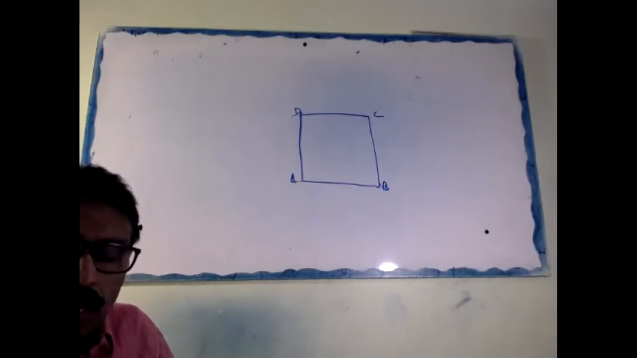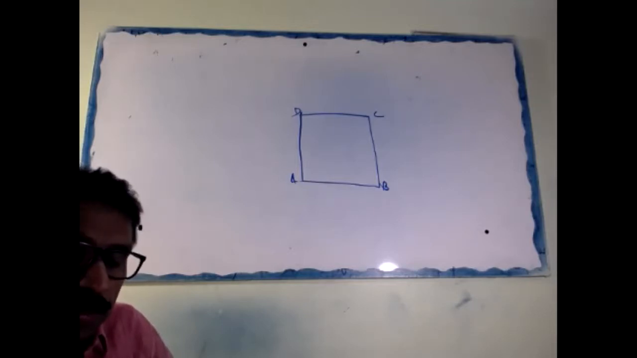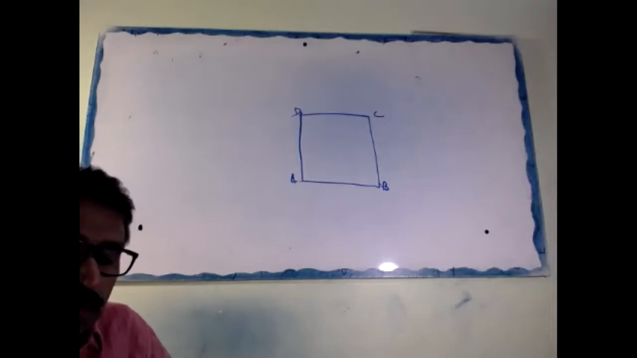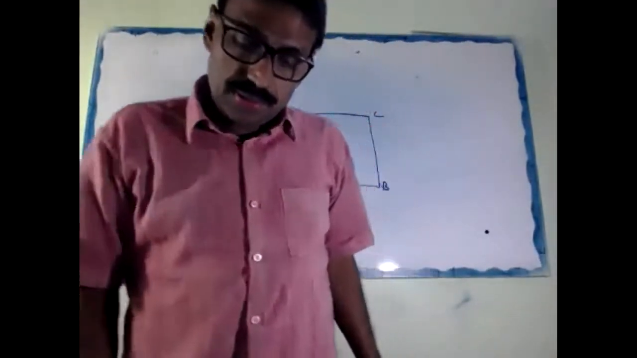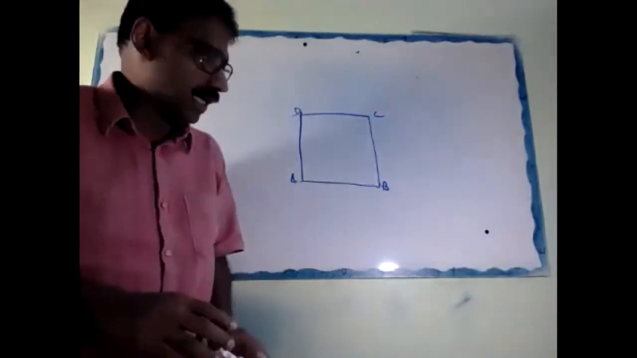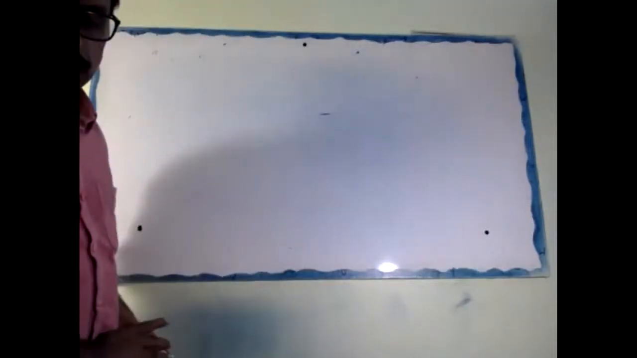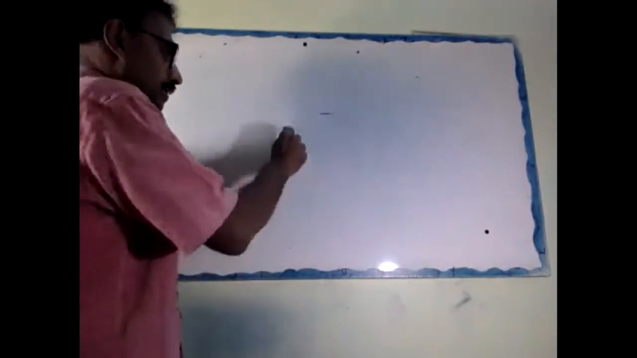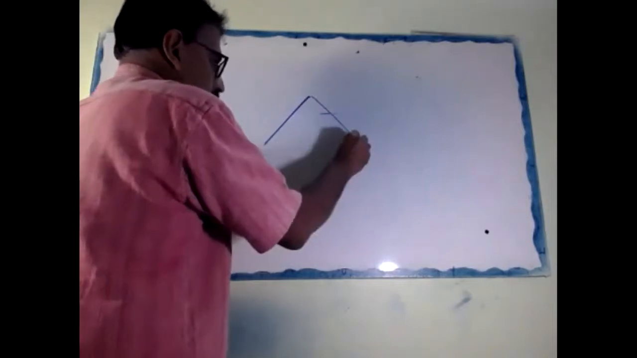Okay, last one: kite. A quadrilateral is a kite if it has two pairs of equal adjacent sides.